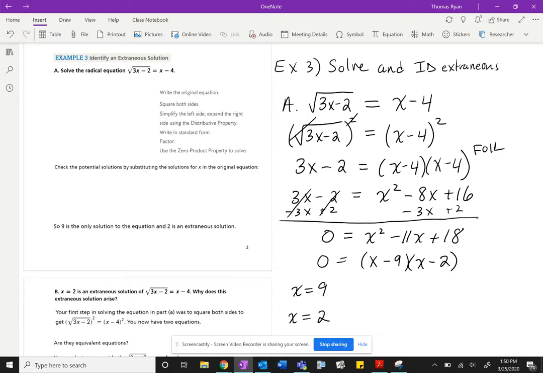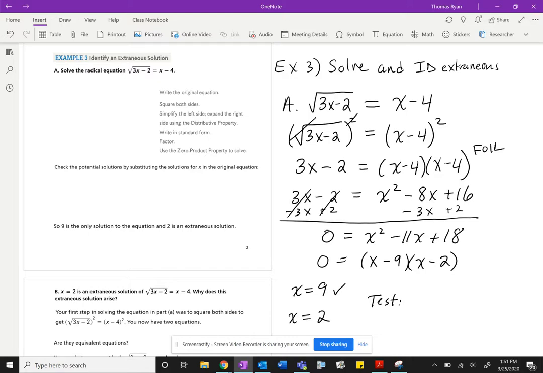So now, before we go claiming that these are both solutions, we need to do the same thing: we need to test. So test it in the original. Go back up to the original. Let's test 9. Look on the left side: 3 times 9, 27. 27 minus 2 is 25. Square root of 25 is 5. Look on the other side, 9 minus 4. Boom. Sure enough, it's 5. Checks out.